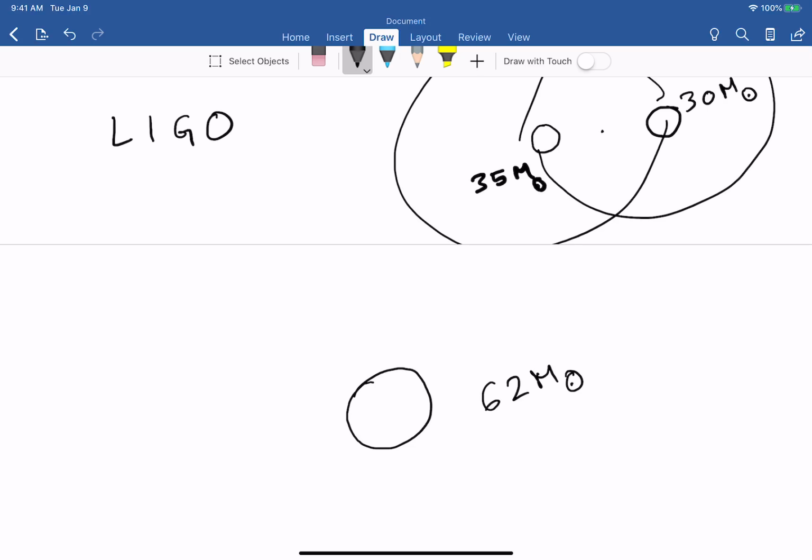So 3 solar masses worth of energy is truly, truly humongous. There was an enormous amount of energy released in that collision, and that spread out in the form of gravitational waves. Those gravitational waves were picked up 1.4 billion years later by our observatories on Earth. So that's absolutely crazy.